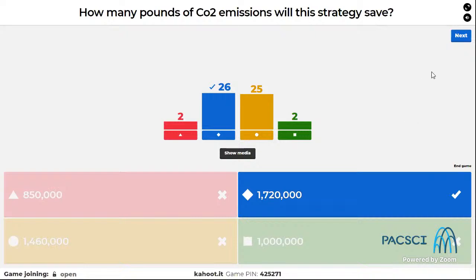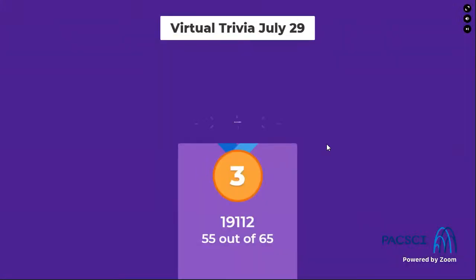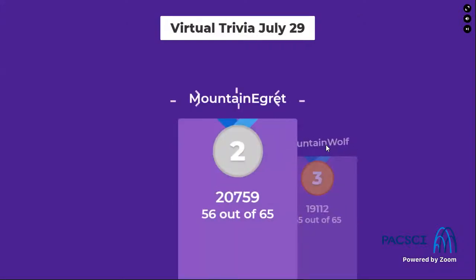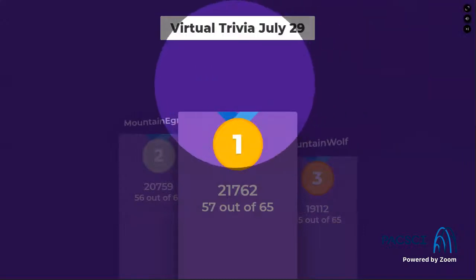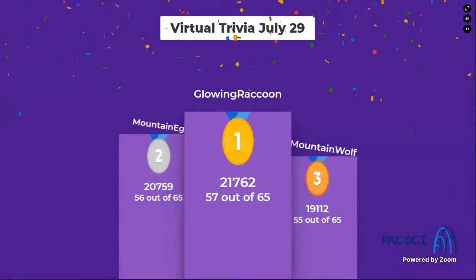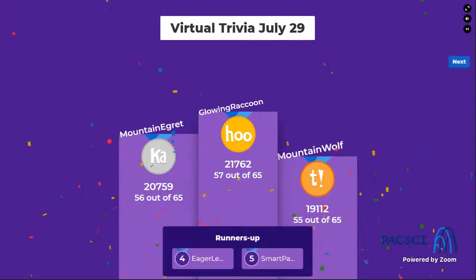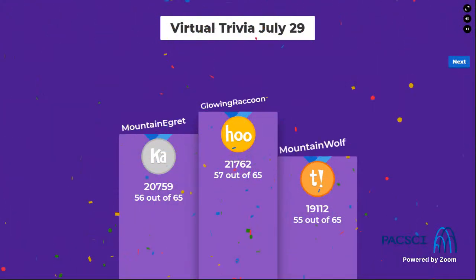Let's see if this impacted the final set. All right, Mountain Wolf in third place, Mountain Egret in second place, and our first place tonight is Glowing Raccoon, coming from behind last round. Great Eager Lemur and a Smart Panda are the runner-ups.